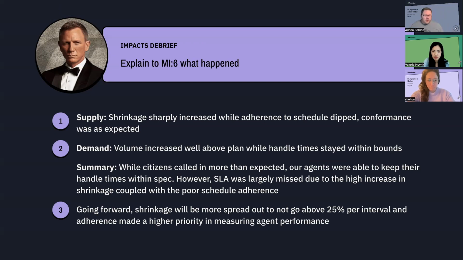But going forward, shrinkage will be more spread out to not go above 25% per interval, and adherence made a higher priority in measuring agent performance. This is just to say we're going to do a better job of planning it and then measuring it. You can see here that the note was specifically about if there was an outage driving up that volume, what can we actually change? This is positioned around some sort of outage driving up volume, but also if there was a repeatable time on that Monday with volume coming up, then we would be adjusting our forecasts and starting to move schedules around as well.